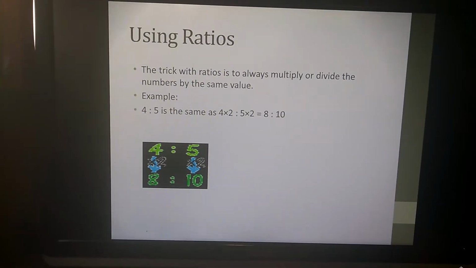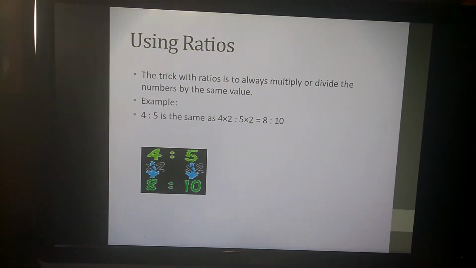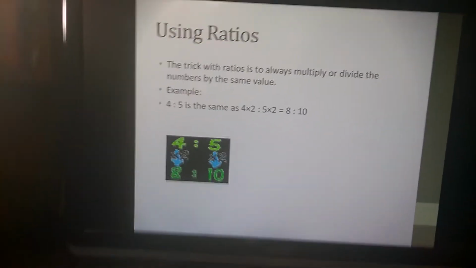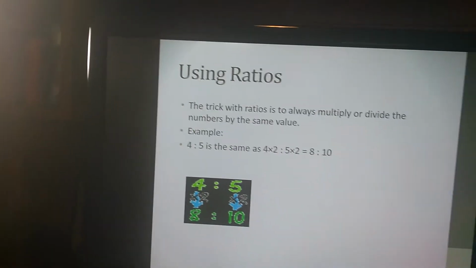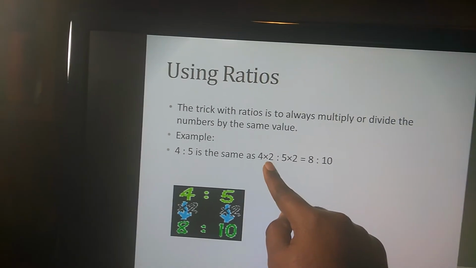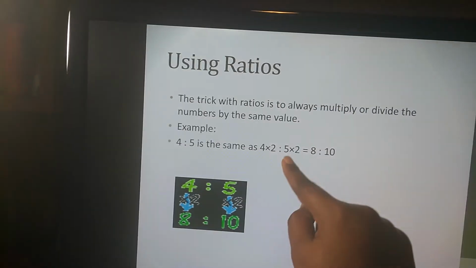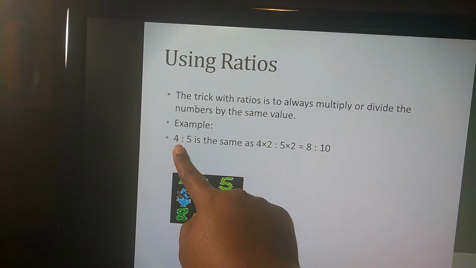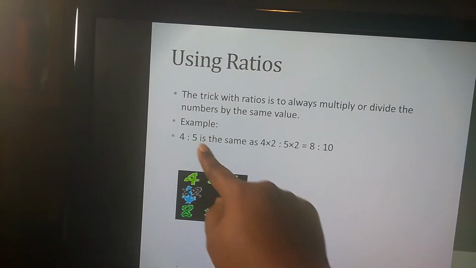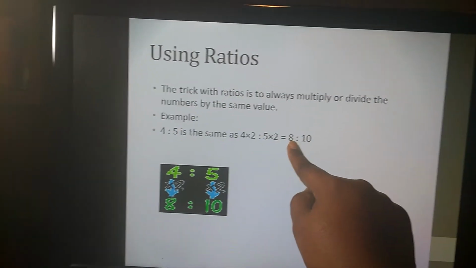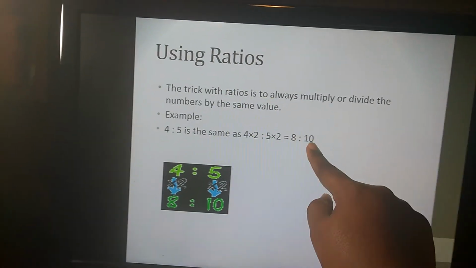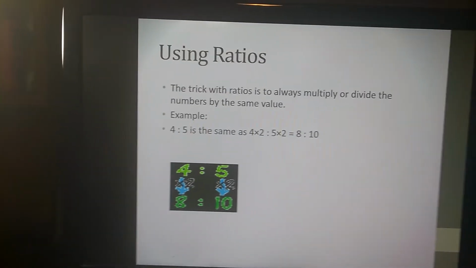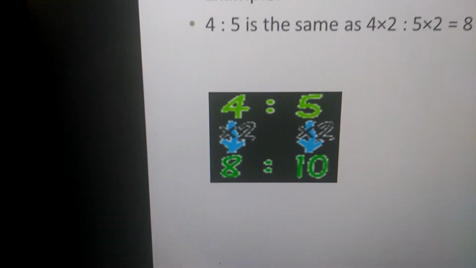The trick with ratios is to always multiply or divide the numbers by the same value. So for example, the ratio 4 to 5. If you're going to multiply the first number by 2, then you have to multiply the other number by 2 as well. So 4 times 2 would be 8, and then 5 times 2 would be 10. And it's just showing it right here, breaking it down a little bit better. I found this picture to just break it down a little bit more.